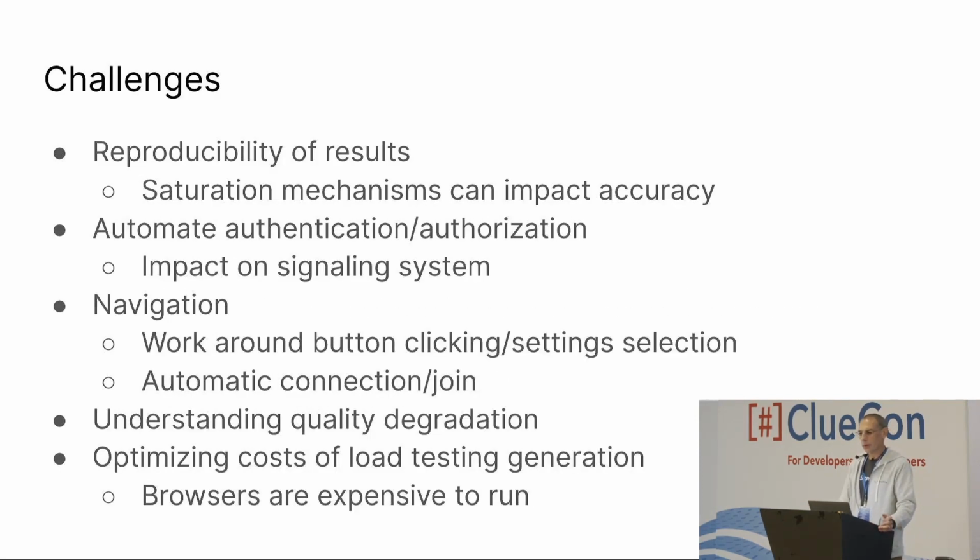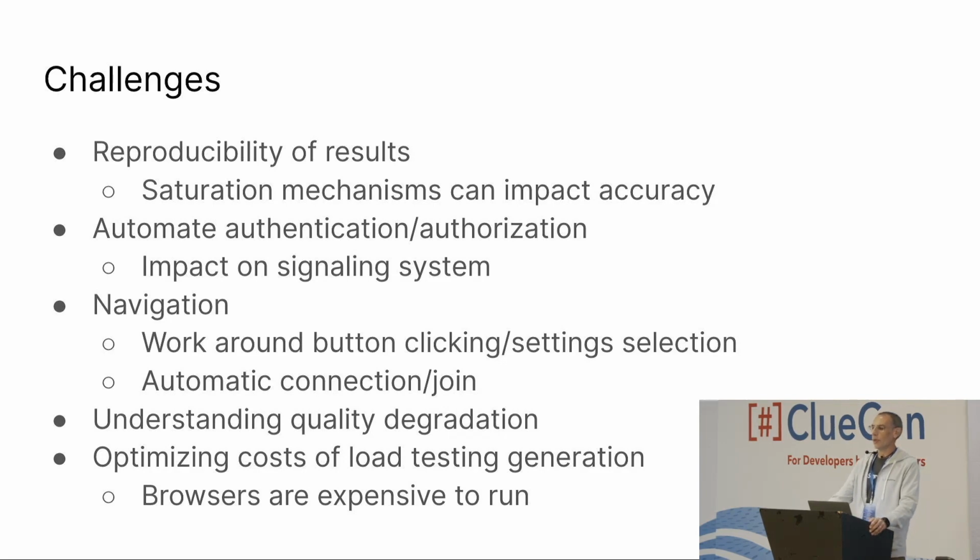Together with that, when we're doing load testing, we need to be able to have results that are reproducible as much as possible, while there are some saturation mechanisms that can basically invalidate some tests. And then when you are automating the tests, you also need to automate everything that comes together. For example, for the SignalWire video SDK, you need to retrieve a valid token, which adds some time.